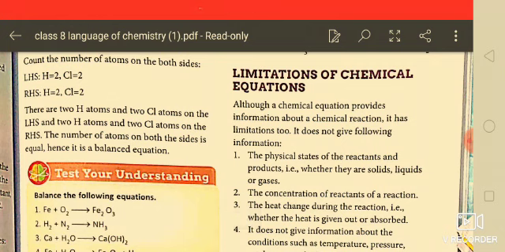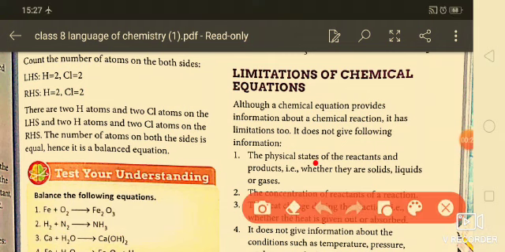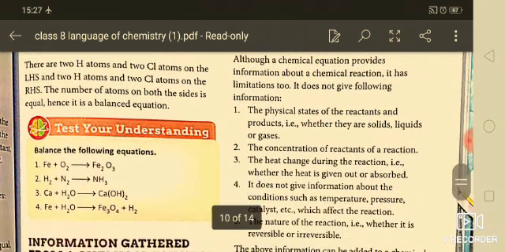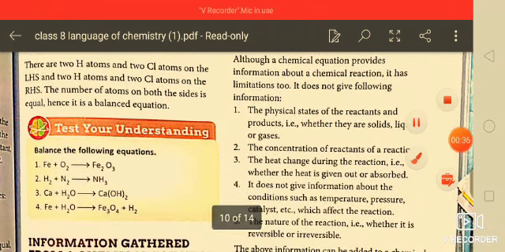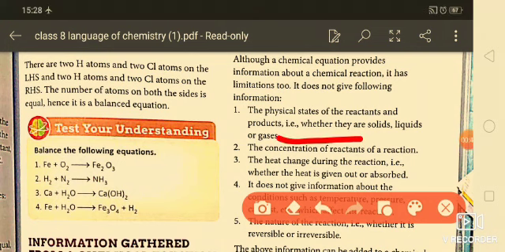these chemical equations don't give some information. This is their limitation, and the first one is the physical states of reactant and product, that is, whether they are solid, liquid or gases. It is not known from the chemical reactions.